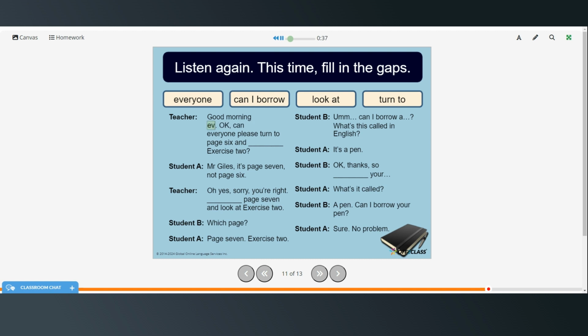Good morning, everyone. Okay, can everyone please turn to page 6 and look at exercise 2? Mr. Giles, it's page 7, not page 6. Oh, yes, sorry, you're right. Turn to page 7 and look at exercise 2. Which page? Page 7, exercise 2. Can I borrow what's this called in English? It's a pen. Okay, thanks. So can I borrow your? What's it called? A pen. Can I borrow your pen? Sure, no problem.